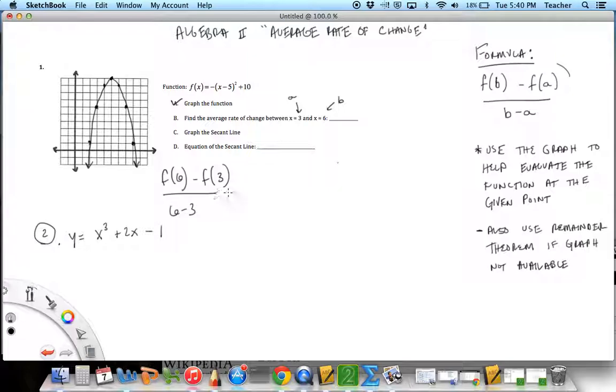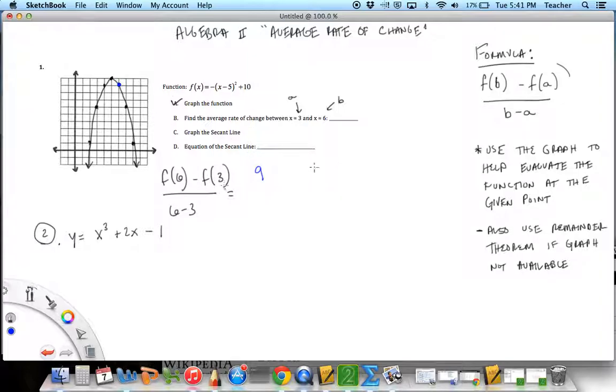6 minus 3. So this equals, let's talk about what f of 6 equals. If I look at my graph, I've already graphed all the solutions to this. So when I plugged in 6, I look at my graph: 1, 2, 3, 4, 5, 6. And then what was my value when I plugged in 6? 1, 2, 3, 4, 5, 6, 7, 8, 9. So when I plugged in 6 in the function, I got 9.